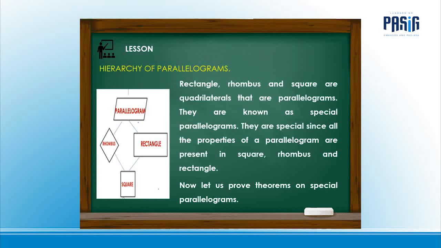Look at the diagram. This is the hierarchy of parallelograms. Rectangle, rhombus, and square are quadrilaterals that are parallelograms. They are known as special parallelograms. They are special since all the properties of parallelogram are present in square, rhombus, and rectangle. Now, let us prove theorems on special parallelograms.